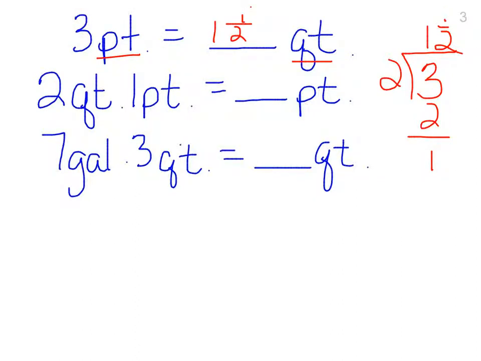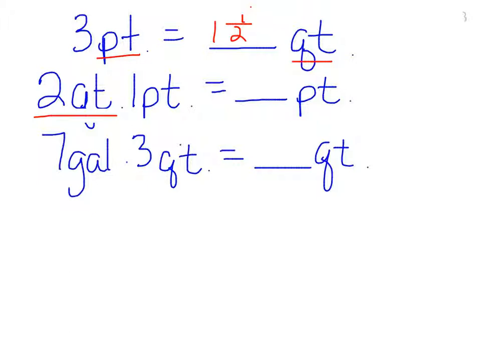Alright, so this time 2 quarts 1 pint to pints. So the first thing we need to do is change this one. We need to change 2 quarts into pints, and then we'll add that 1 pint there. Well, we know that every quart has 2 pints, so quarts to pints is bigger to smaller, so multiply. 2 times 2 is 4. So that means 2 quarts has 4 pints in it, and then plus this extra pint means that's the same as 5 pints.